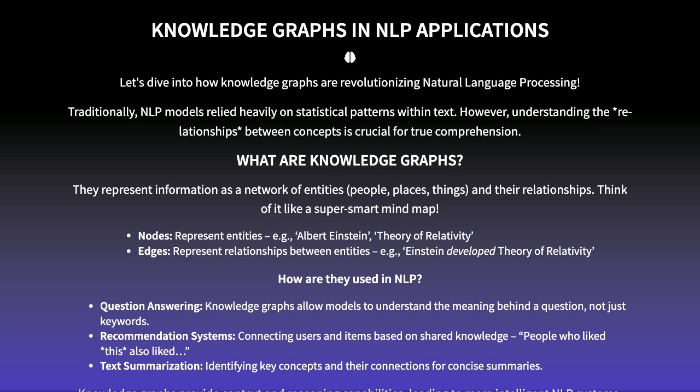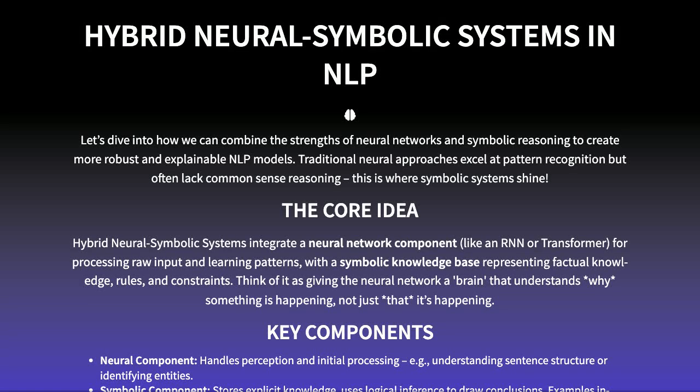It adds a layer of context and reasoning that was previously missing. Okay, let's talk about how we can boost our NLP systems by blending the best of both worlds: neural networks and symbolic reasoning. Basically, we're giving these models a brain that understands why something is happening, not just recognizing patterns.